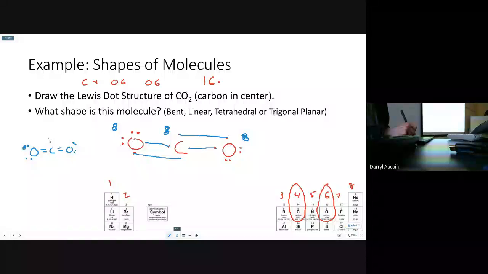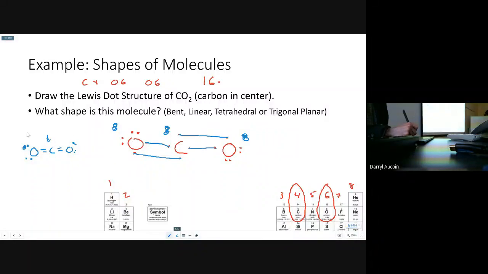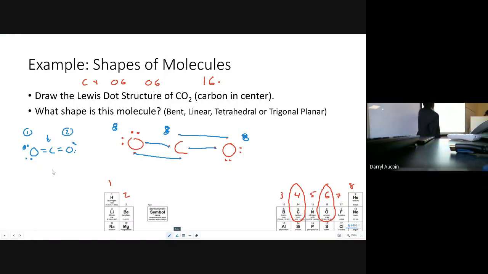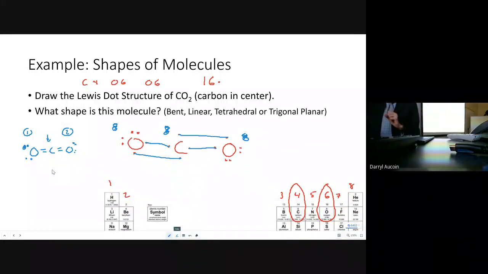Well, in terms of carbon, carbon's in the middle. There's 1 atom on the left, and there's 1 atom on the right. So 2 atoms total connected to a central atom. That's a linear type of molecule, right? Linear is when you have 2 things. Tetrahedral is when you have 4, and trigonal planar is when you have 3. So we're in the linear structure there.